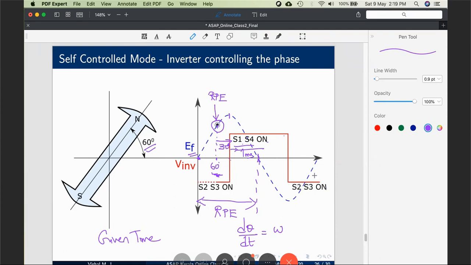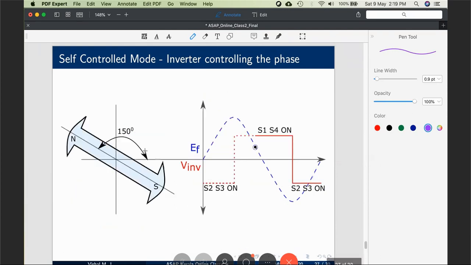Consider another example where the rotor poles are at 150 degree, which means the poles are here. You can reconstruct your EF waveform, and this is how you need your voltage waveform to be, so that this is 90 degree, this is 90 degree. Now you are already at 150 degree. What does it say? I should have turned on my inverter at 90 degree itself, so turn it on.